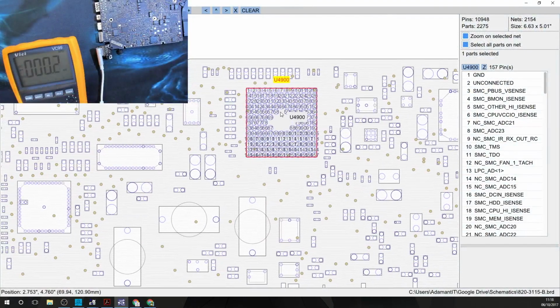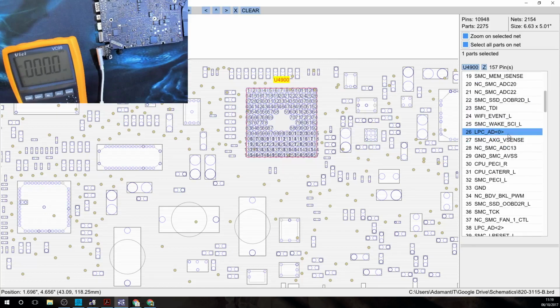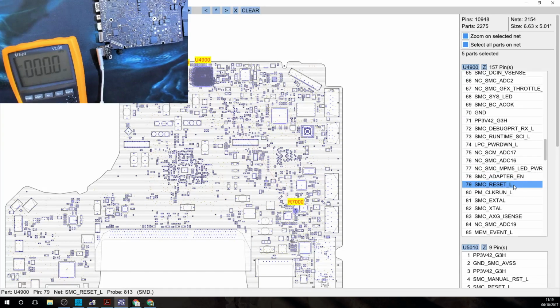Okay, so here is our SMC. Let's find where the reset pin is. So I'm going to quickly scroll down the list of its connections on the side here, and we're looking for SMC reset. SMC reset L, that's the one I want. So SMC reset L, the L means low. So when this signal is low, or otherwise not there, it is in reset mode.